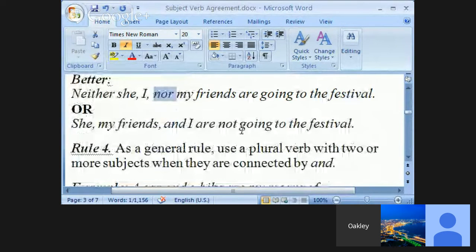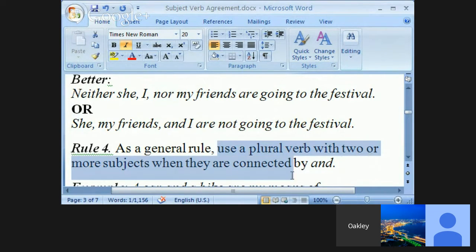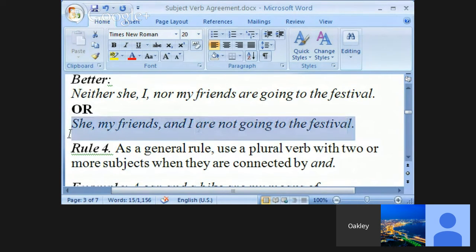Okay, on to the next rule, which is pretty much, again, just taking off from the last rule. Use a plural verb with two or more subjects when they are connected by "and." I think I just said that and demonstrated right here. So anyway, let's try it out.